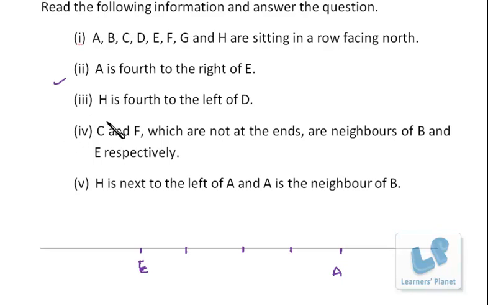Now this is done. In this and this, we don't have information about E and A. H is next to the left of A, and A is a neighbor of B. That means H is here, and B must be here.